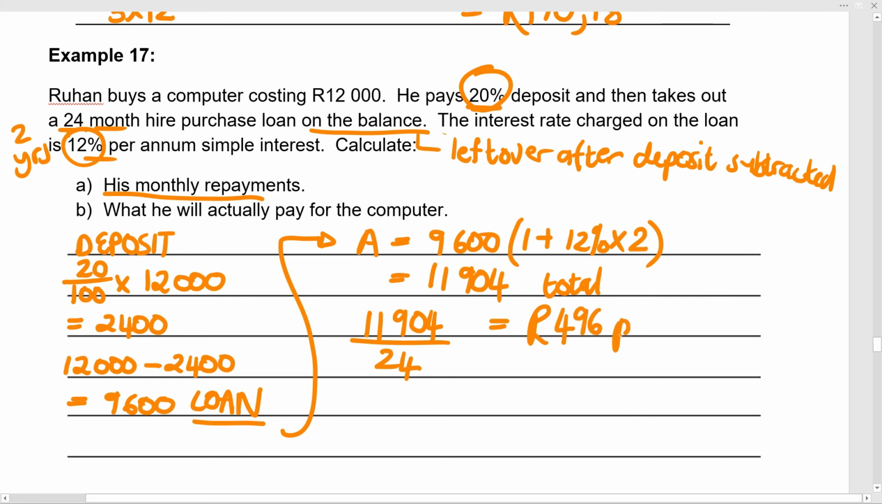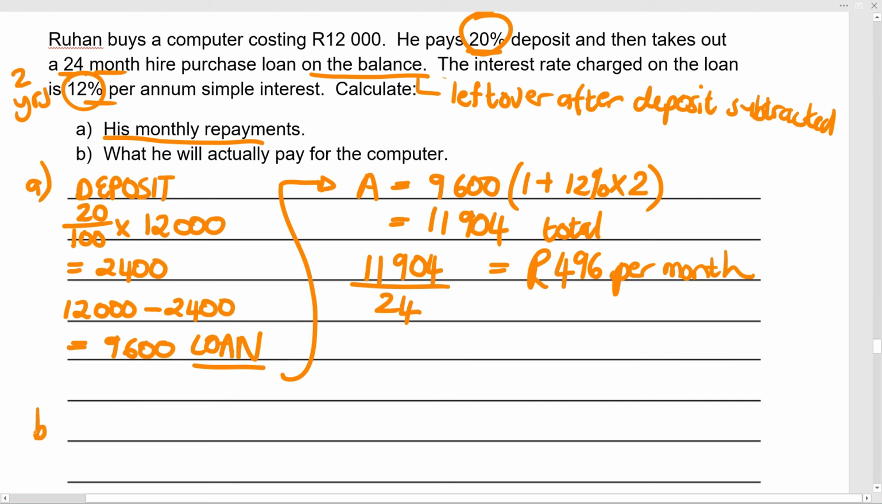496 Rand per month. So what makes this quite a complex question? The steps are actually easy, but you have to then remember all the steps off by heart, because all we get asked for is like the monthly repayments. We don't get told all the steps in the question, and a question like this can be worth 5 or 6 or 7 marks. Part B of the question is asking what he will actually pay for the computer.